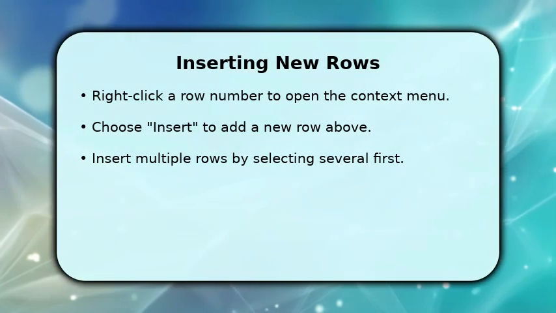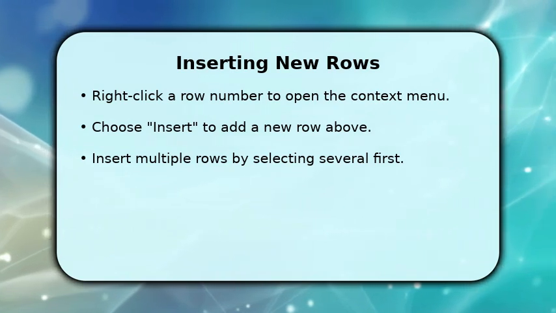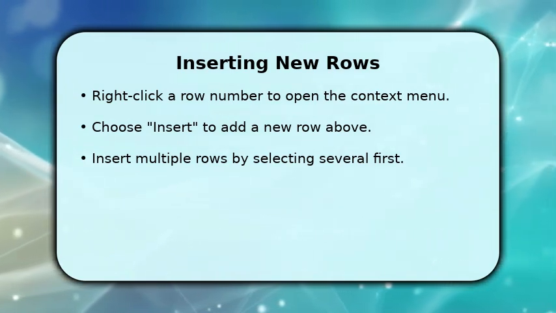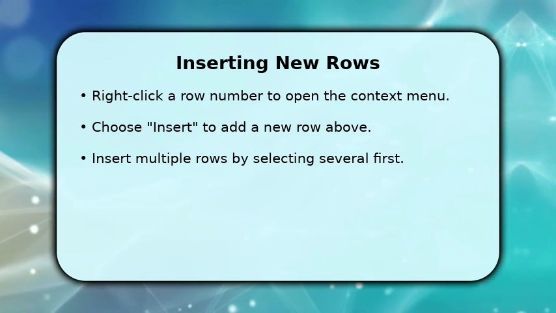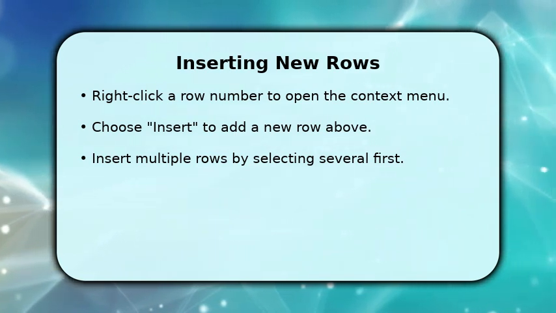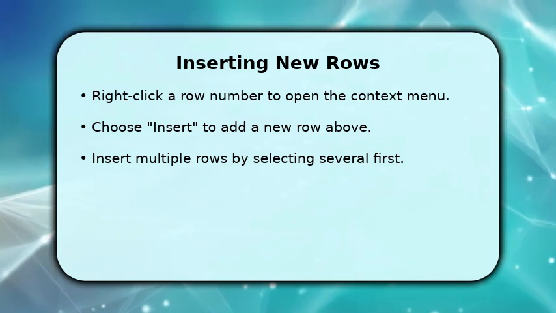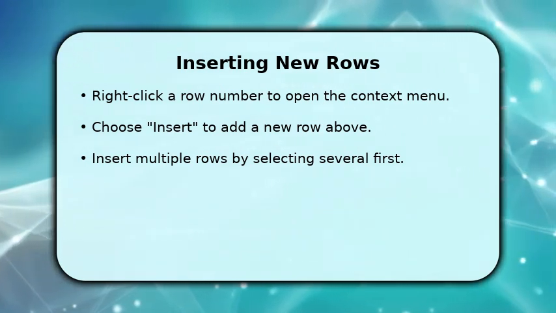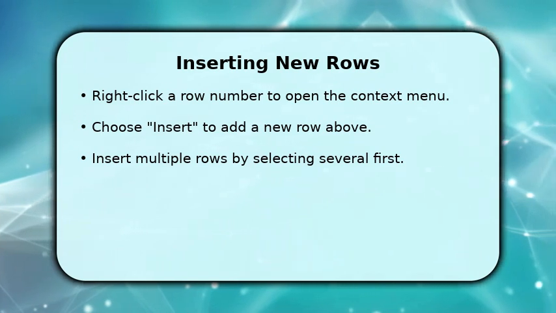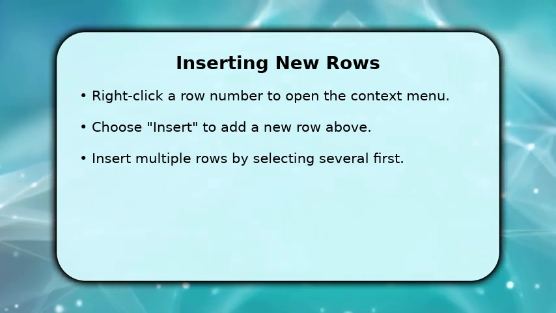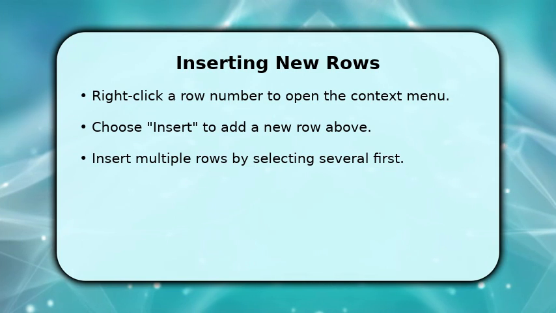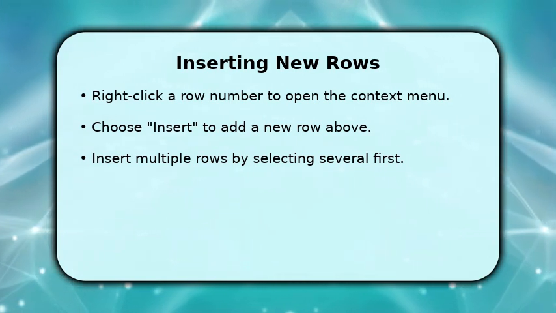To insert a new row, simply right-click on the row number where you want the new row to appear above. From the context menu, select Insert. Excel will automatically add a new, empty row. If you need to insert multiple rows, select the desired number of existing rows first, then right-click and choose Insert. It's a quick and efficient way to expand your worksheet.